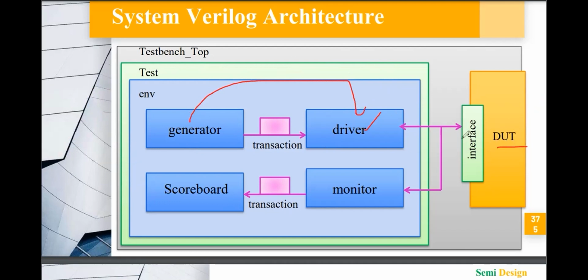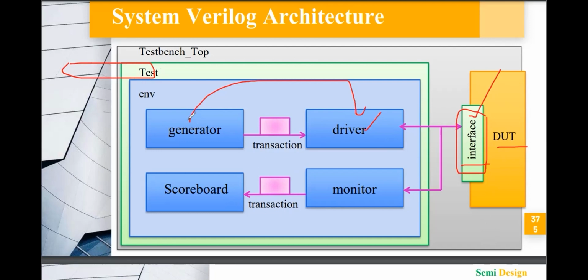So how is it transmitting to the DUT? Through the interface. The interface works like a mediator between the testbench top module and the DUT. Here the interface is static in nature, that's why we are moving to the virtual interface. This interface is nothing but what we have written in the normal Verilog interface. So that's why we are moving to the virtual interface.